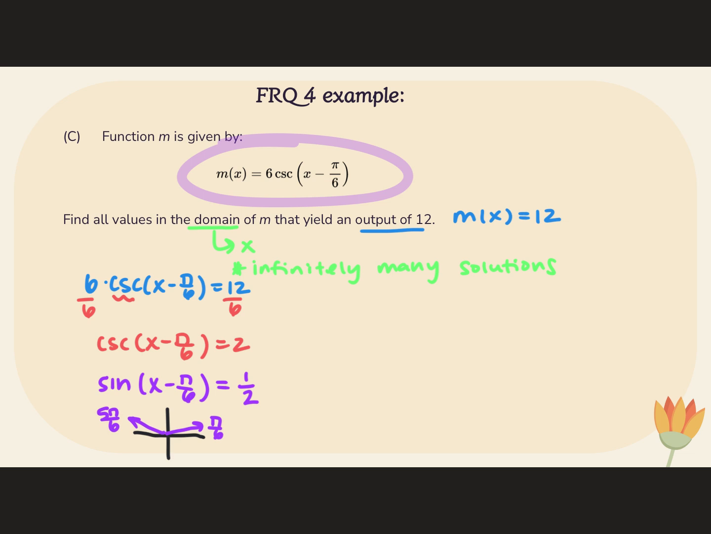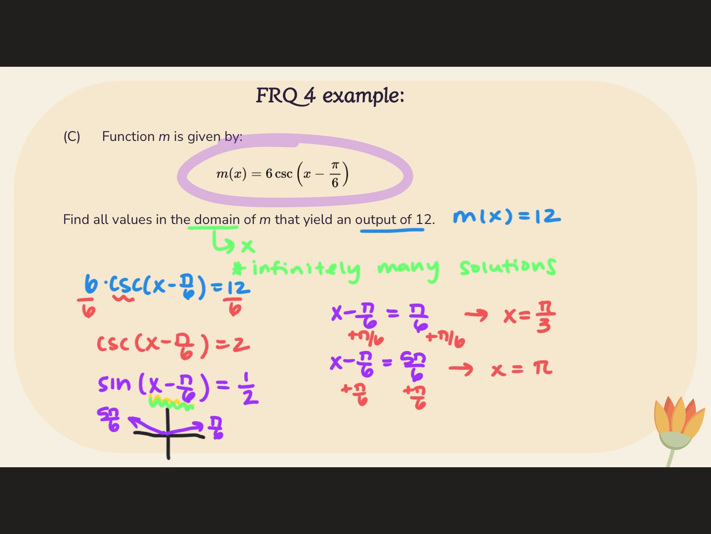Now when we set up our equations, we have to be careful because the inside of that trig expression is not just x, it is x minus pi over 6. So we have x minus pi over 6 is equal to pi over 6, and x minus pi over 6 is equal to 5 pi over 6. To solve both of those for x, we're going to do the same thing and add pi over 6, giving us x is equal to 2 pi over 6, which would be pi over 3, and x is equal to 6 pi over 6, which is just pi.